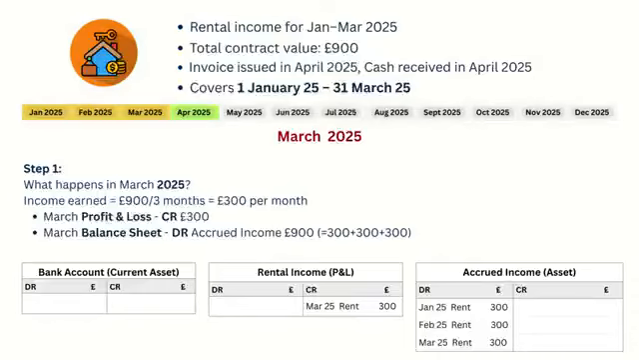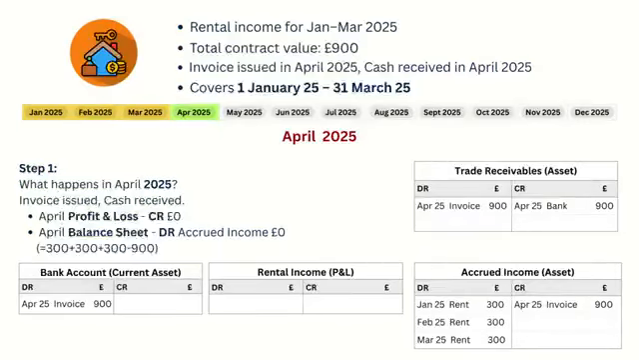The business earns the final £300 of income for this contract. Once again, we recognise the income in profit and loss because it has been earned. Accrued income increases again, and by the end of March it totals £900. At this point, the business has earned all of the income.